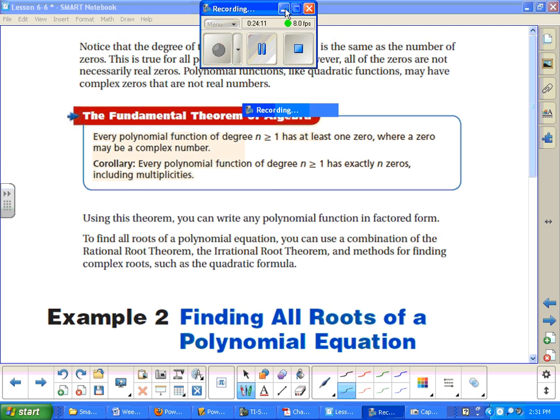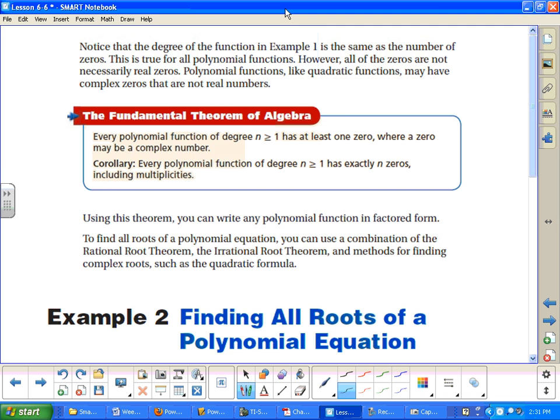This lesson is called the fundamental theorem of algebra, and it basically talks about zeros. It says that every polynomial function of degree n greater than or equal to 1 has at least one zero, where a zero may be a complex number. So if we have a quadratic or a cubic or a quartic or a quintic and so on, they are all going to have at least one zero. It's just that those zeros may be complex numbers.